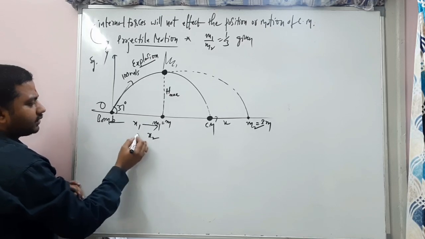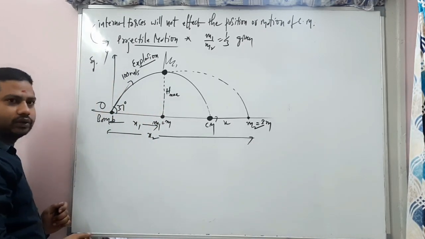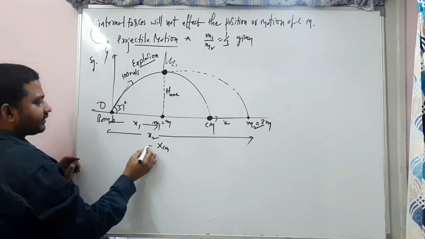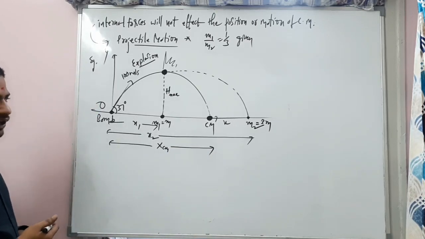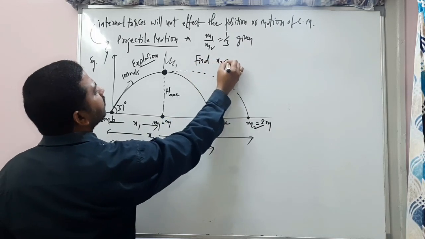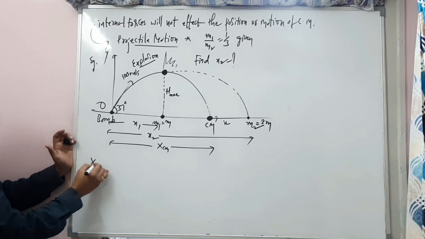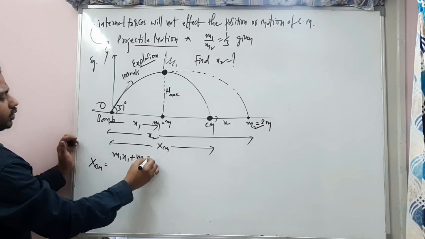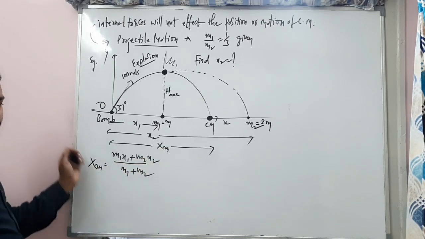From the origin, the second mass is at a distance x2. That is what we need to find out. From the origin, xcm, look at here. So this is xcm, my dear students. So the question is, find x2. The formula we know, the basic formula you should not forget here: xcm equals m1x1 plus m2x2 divided by m1 plus m2.